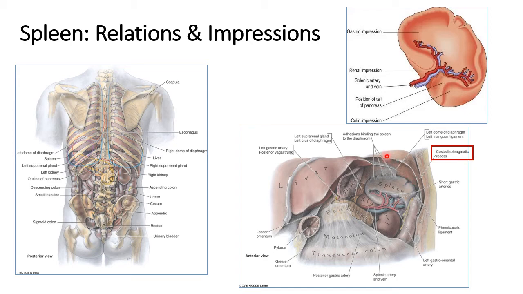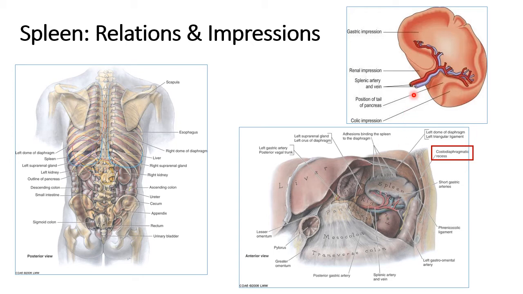Another important relation is this extension of the pleural cavity, which is called the costodiaphragmatic recess. It's always also posterior to the spleen. And of course, we can put the pleura also. So these are the posterior relations. Now the relations of the visceral surface are these structures.